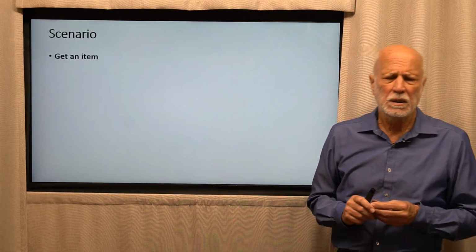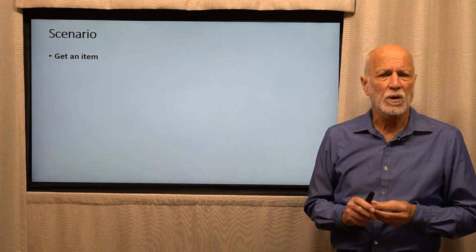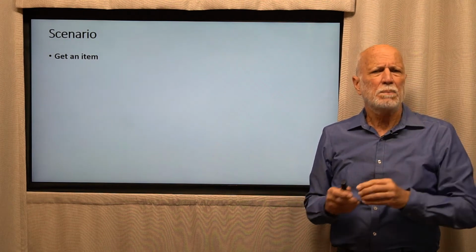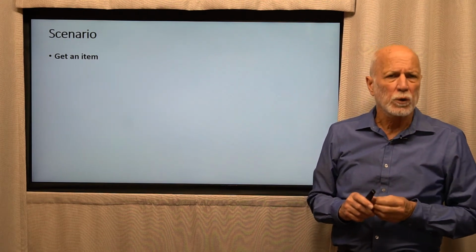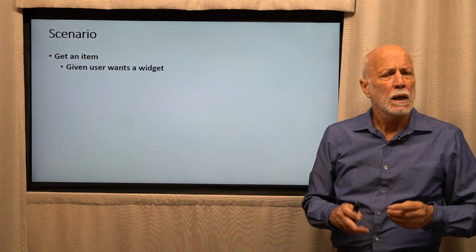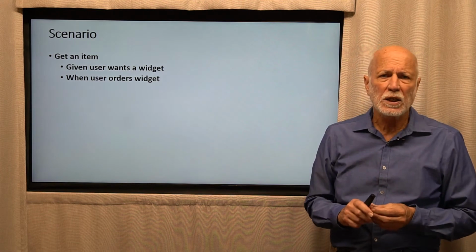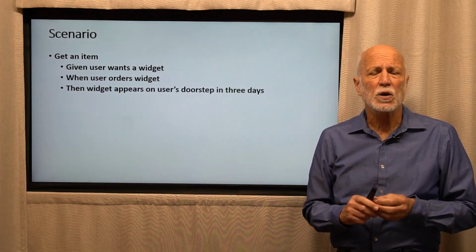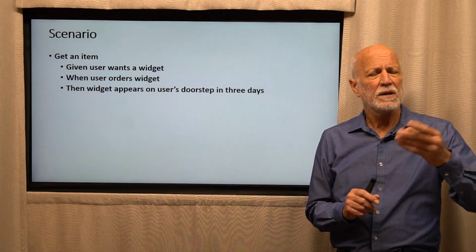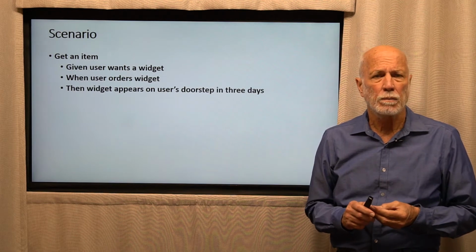So let's start with a scenario. A scenario represents a behavior. And here is an overall scenario. Simple thing for an online ordering system. The scenario is get an item. Given the user wants a widget, when the user orders the widget, then the widget appears on the user's doorstep in 3 days. Given, when, then is a common template for scenario.